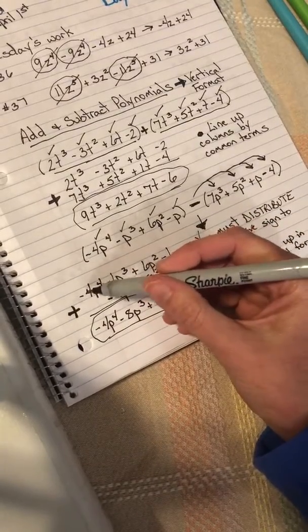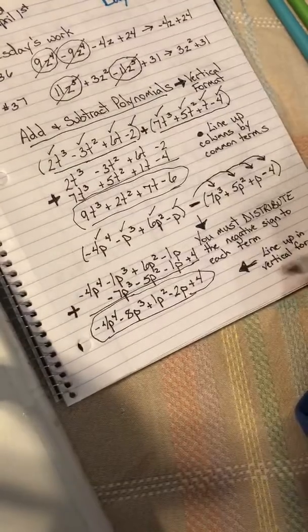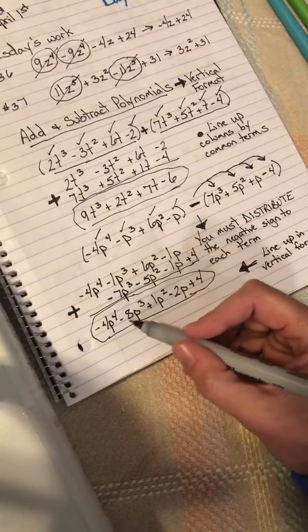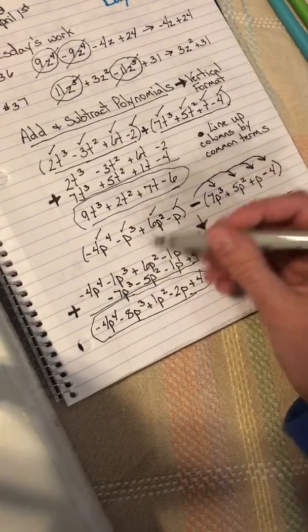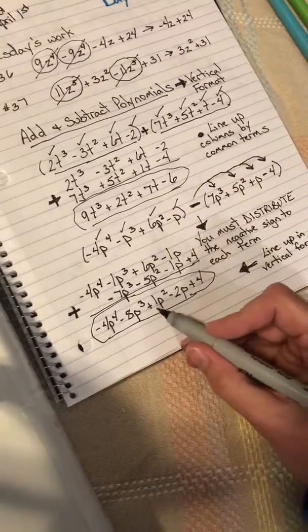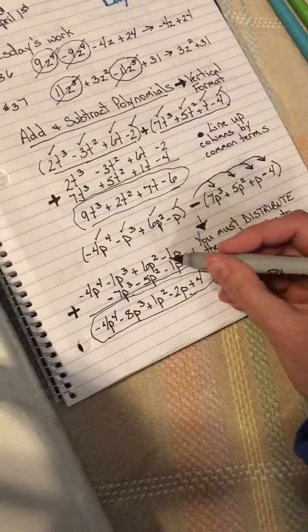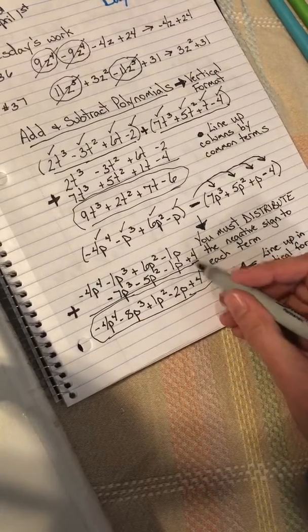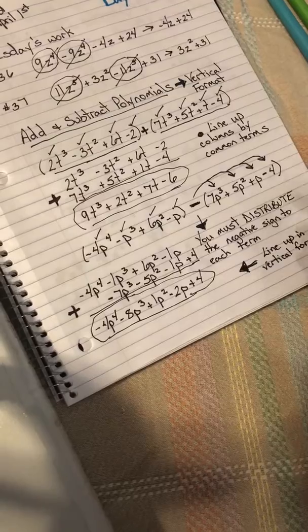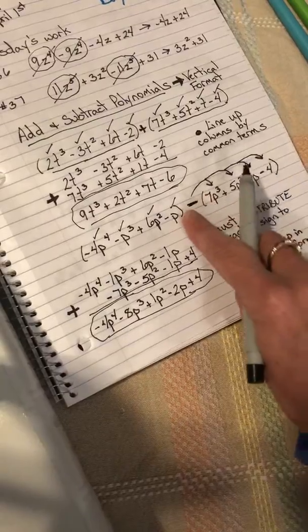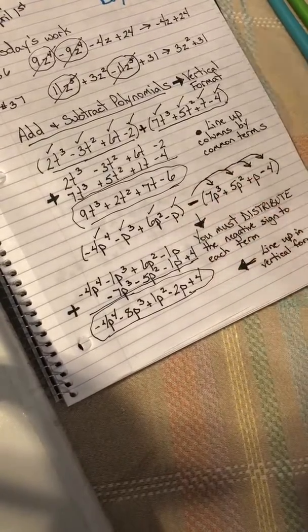So negative 4p to the fourth, I just bring straight down. Negative 1p to the third, negative 7p to the third is negative 8p to the third. Positive 6p squared, negative 5p squared is a positive 1p squared. Negative 1p, negative 1p is a negative 2p, and then plus 4 gets brought down. So with the subtraction, the key is you have to distribute the negative sign to each term in the polynomial that you are subtracting.